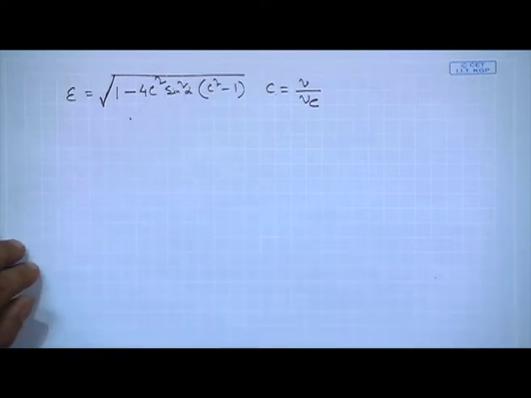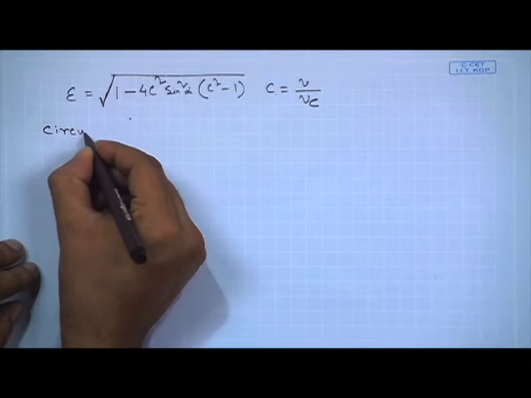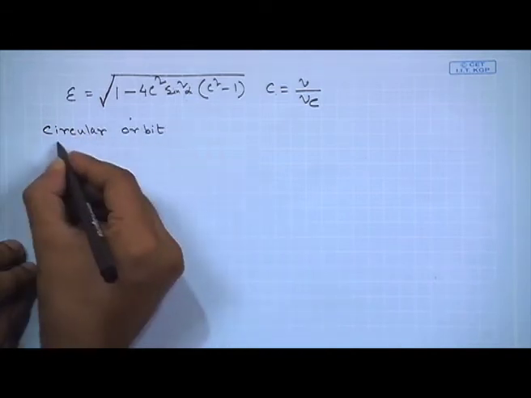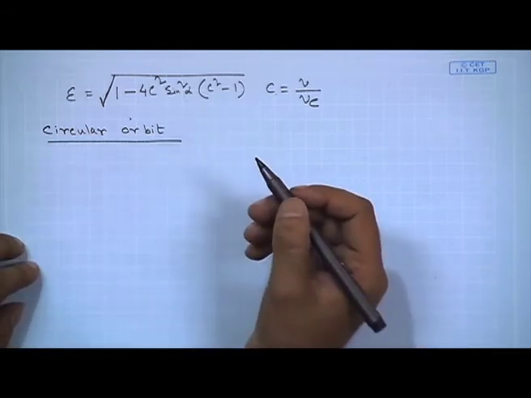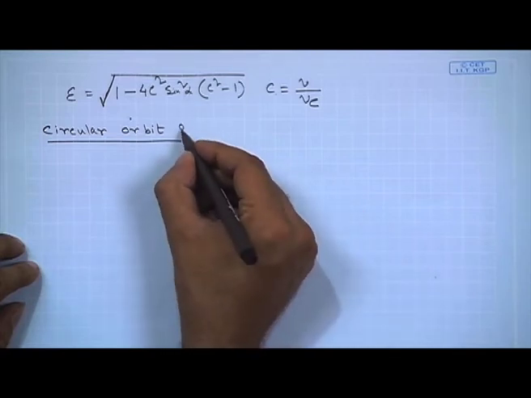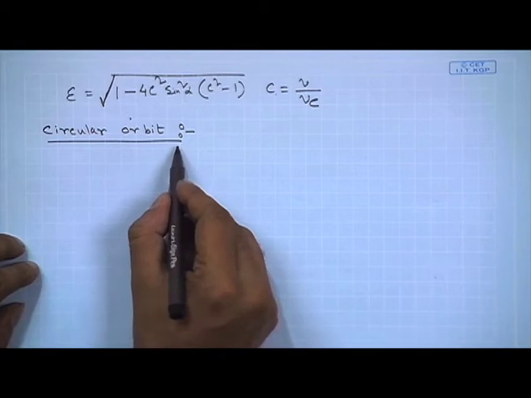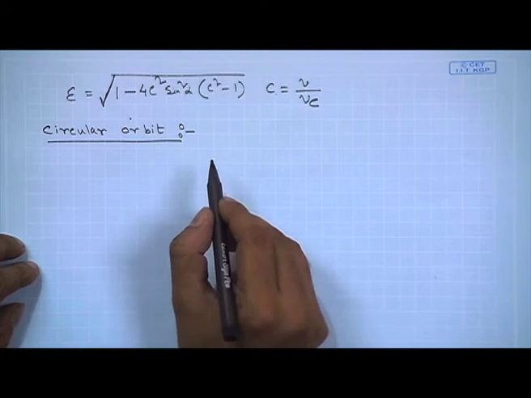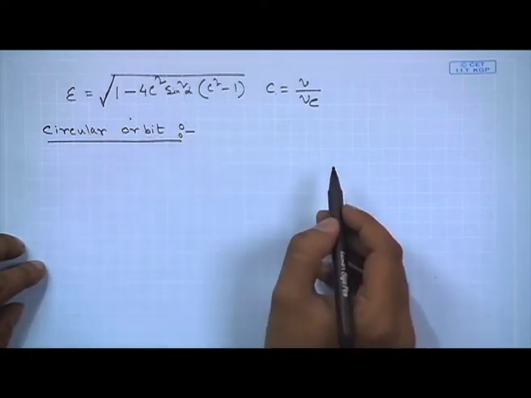Now, let us first look into the condition for circular orbit, because we have already discussed circular orbit many times, and every time I have discussed circular orbit, I told you that circular orbit is a special case of elliptical orbit, and there are certain conditions that have to be satisfied in order to get a circular orbit. Now, I am going to show you what these conditions are, in order to get a circular orbit for an artificial satellite.